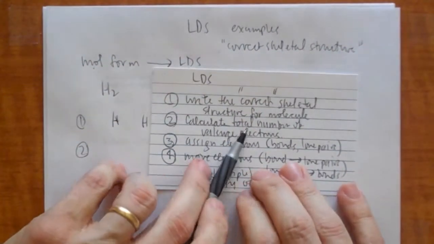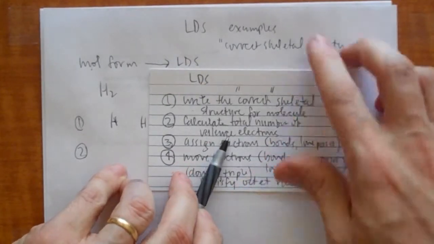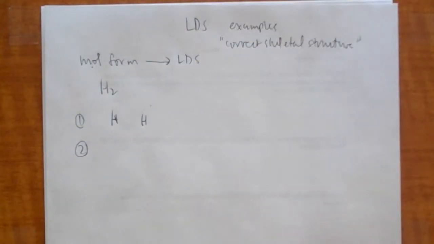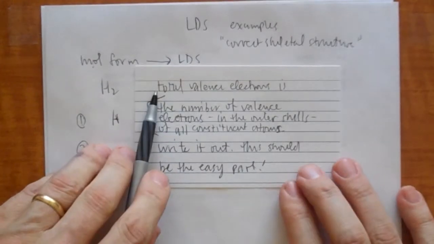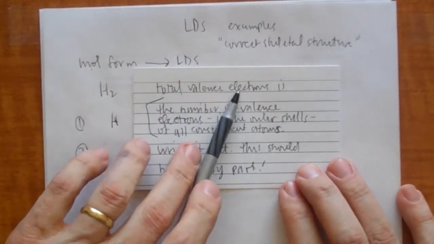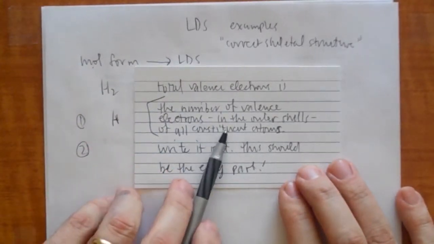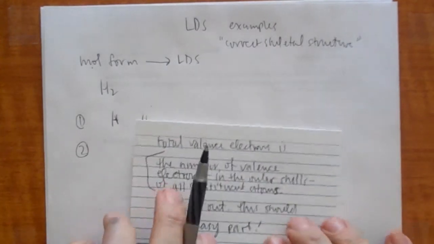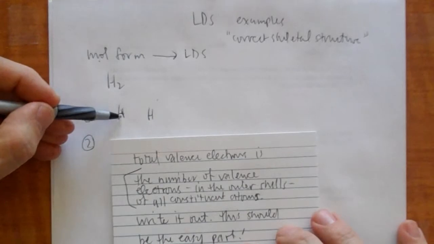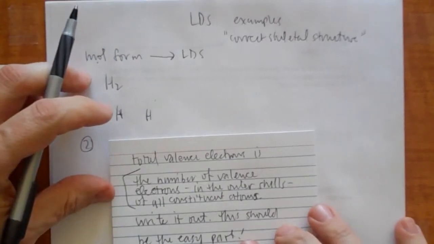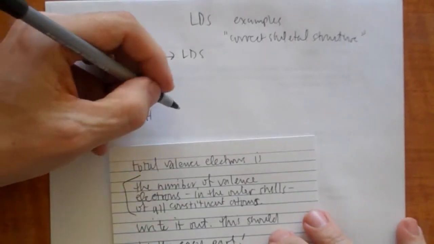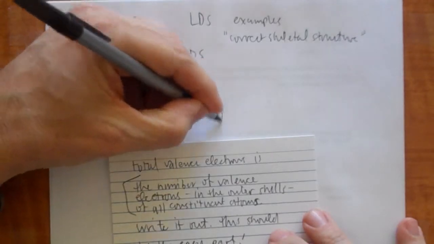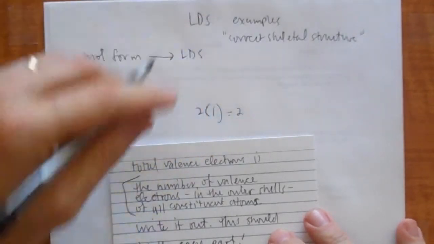Step number 2 is we calculate the total number of valence electrons. Okay, and the way that we calculate the total number of valence electrons is, the total valence is the number of electrons in the outer shells of all the constituent atoms. Okay, so the constituent atoms for this molecule are just H and H. Those have how many electrons in the outer shell? 1. So we're going to say it's 2 times 1, which of course equals 2.